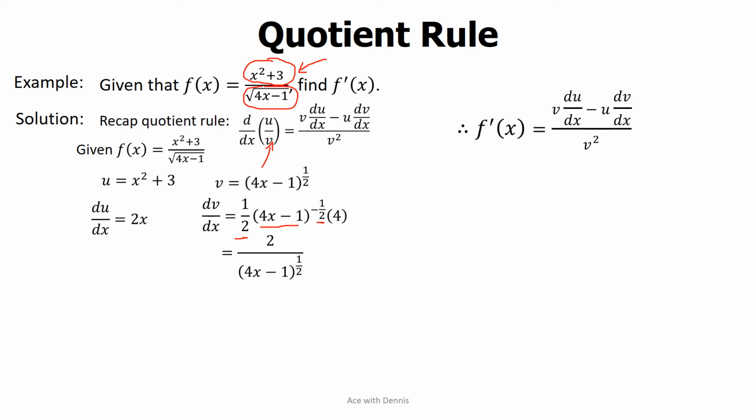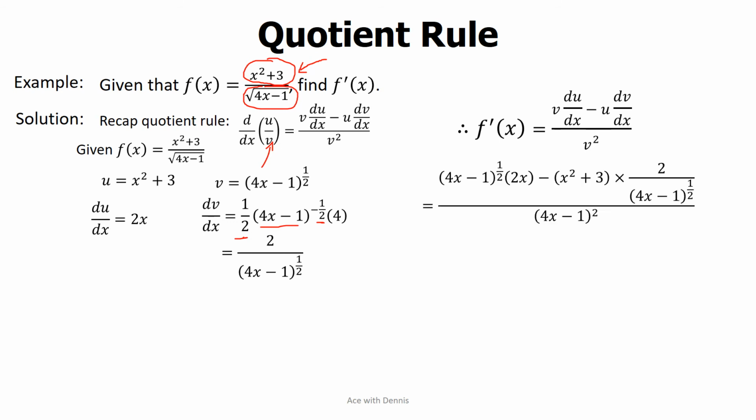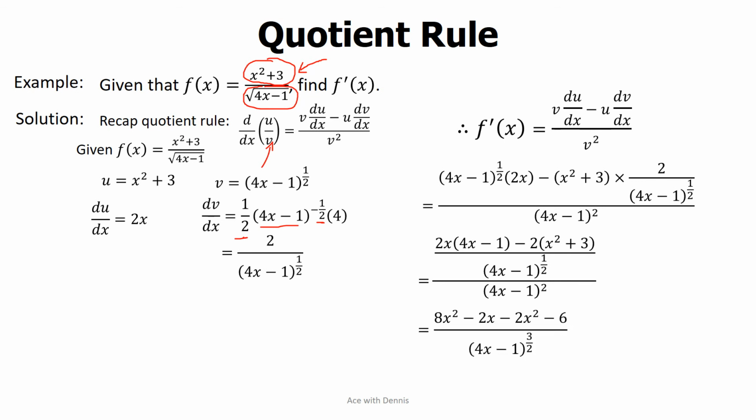Then we can apply the quotient rule here. F prime x equals (v du over dx minus u dv over dx) over v squared. So v is (4x minus 1) to the power half. Du over dx is 2x. Then minus u, which is x squared plus 3. dv over dx is 2 over (4x minus 1) to the power of half, all over (4x minus 1) squared. Alright, so we combine the fraction together, and eventually this is the answer.